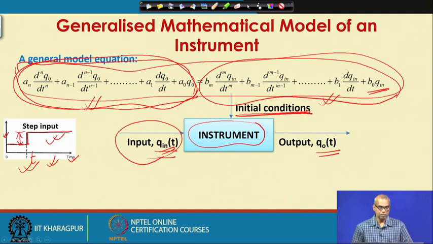You basically relate output and input by a general ordinary differential equation with constant coefficients. Different instruments will have different sets of these constant coefficients, and we need to know the functional form of the input. For example, in the case shown, it was the step input. So, the mathematical representation of the step input has to be supplied. Then the solution of the differential equation will give you the output, which is represented as q 0, a function of time.